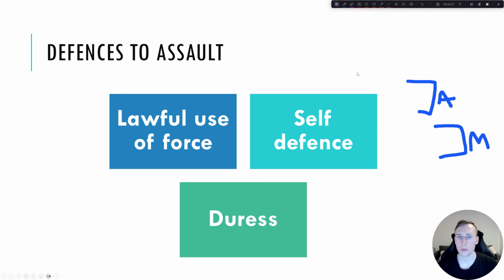I'm not going to go through detailed slides about these defenses because I think they're very straightforward and they're very much a repeat of the murder defenses as well. So just feel free to be aware of them and see how they can apply to different assault cases.